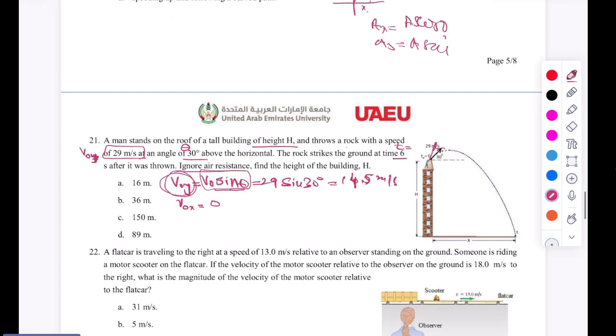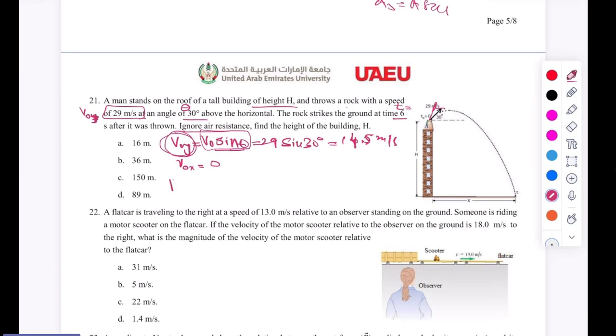So now we need to find the y, the height of this object, which is h equals v naught of y t minus 1 half g t squared. So we have v naught of y over here, t over here, 1 half, g is 9.81 and t is 6 seconds. When we substitute the values, we will get 89.4, which is closest to 89. So this is your type 3 question as well.